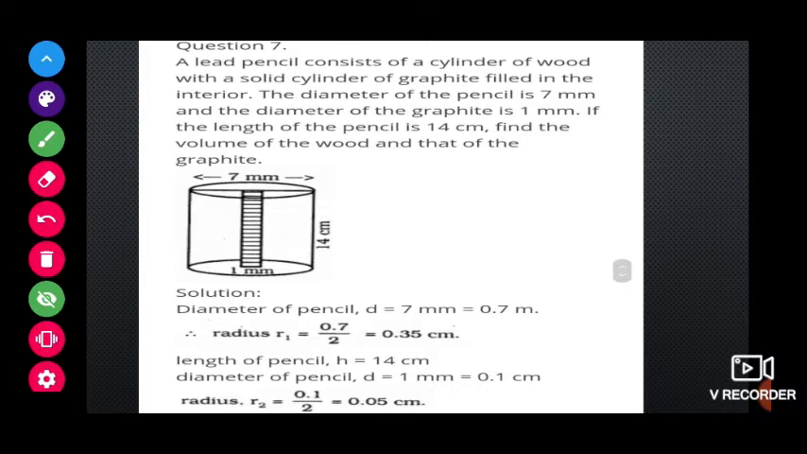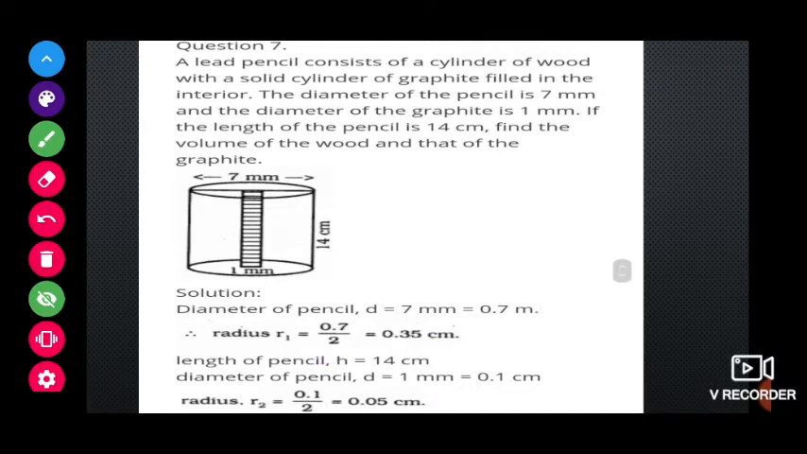0.7 meter, no, it is centimeter. Actually, 1 centimeter is equal to 10 millimeter. So 7 millimeter means 0.7 centimeter. Next, radius R1 is equal to the diameter by 2. So 0.7 by 2, that is 0.35. This is the radius of the pencil, the total pencil with the wood and graphite.